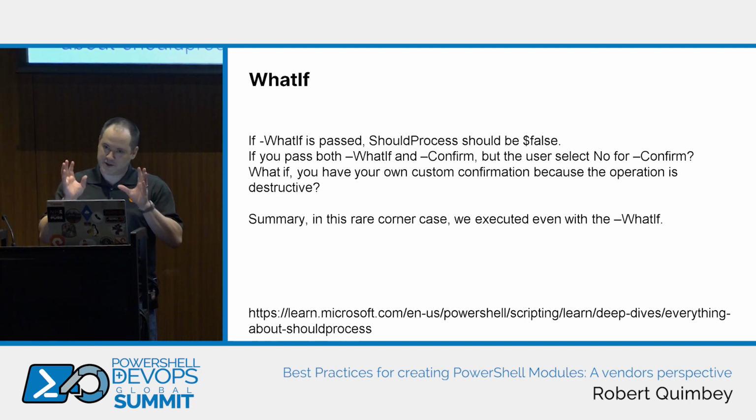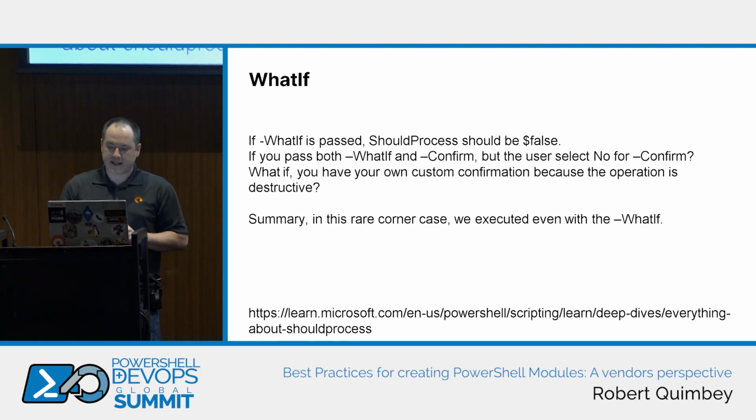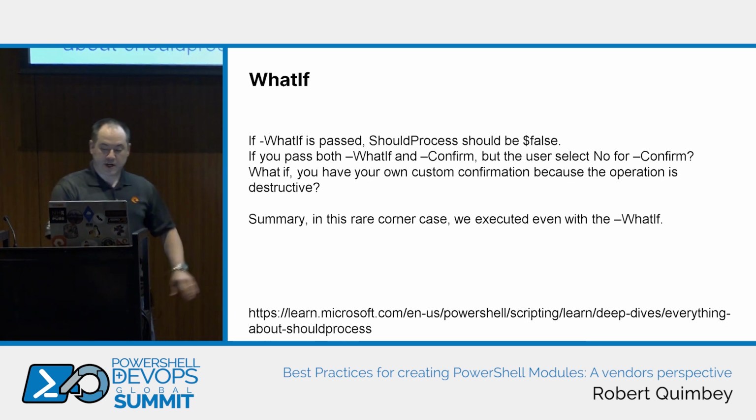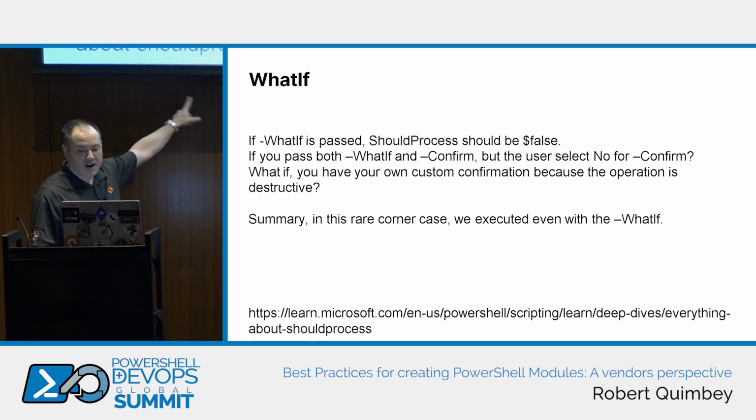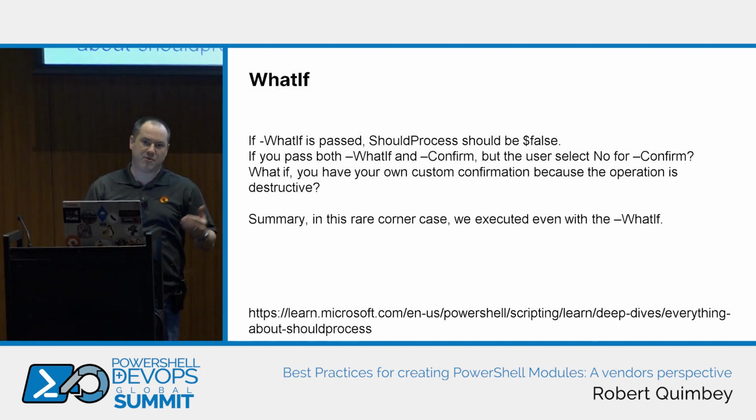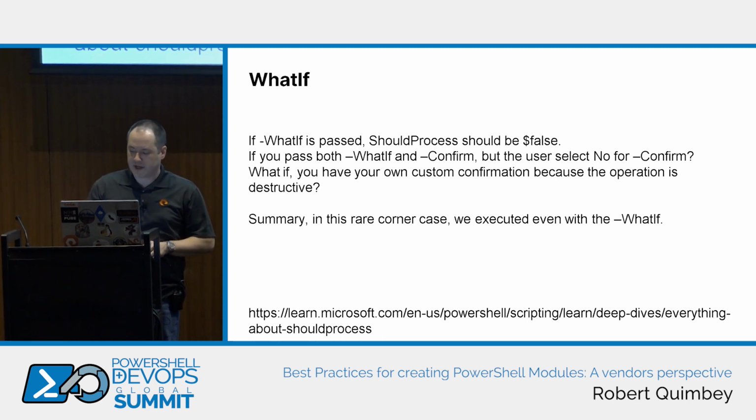So be very careful if you go beyond the standard confirmation and you have your own pop-up, your own, are you sure you want to do this? Because we want to pass a specific error or warning message and everything. We learned that we had a bug. So here's where you could get a real deep dive on what's going on with should process, because it goes through all these parameters, and it's something that we had screwed up.